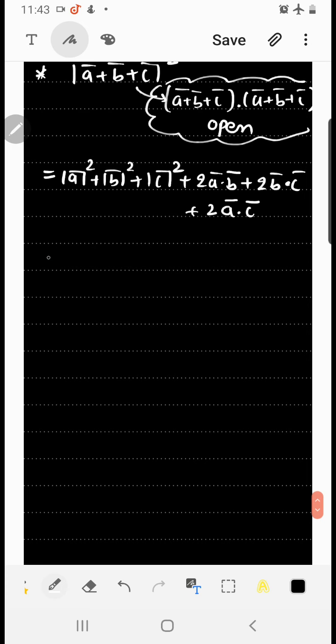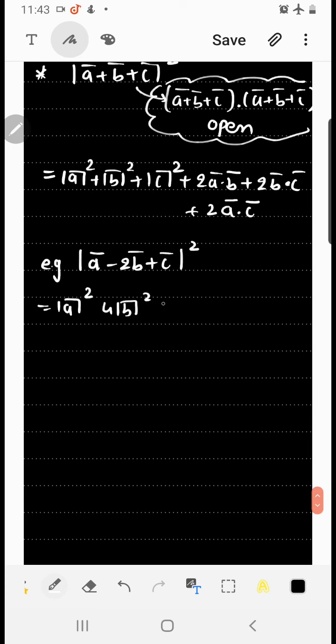Now let me check whether you understood this or not. Let's say we are talking of a bar minus 2b bar plus c bar whole square. So let's try to open the bracket. What did I say? First square all three and add. So let's do that. Square all three: a square, 4b square, c square, and add. But then please remember, in the next terms we need to take care of the sign also, positive and negative. So let's see this. This into 2, if I do, am I not going to get minus 4 a bar dot b bar?